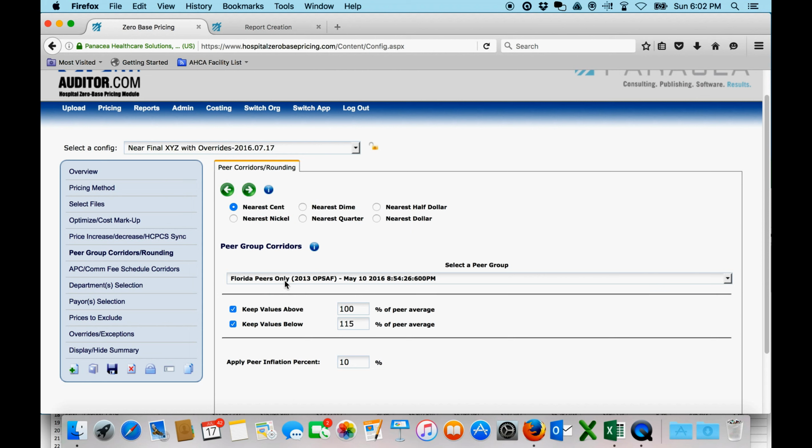This is where we chose the peer group, the corridor of 100%. Prices will go up to 100%. Prices will come down to 115%. And we applied a 2-year inflation factor. In most cases, this would be a 1-year inflation factor. Panacea will be receiving in September the 2015 data for hospitals, and it already has the 2016 data for physician services.